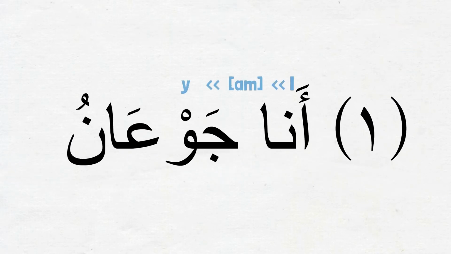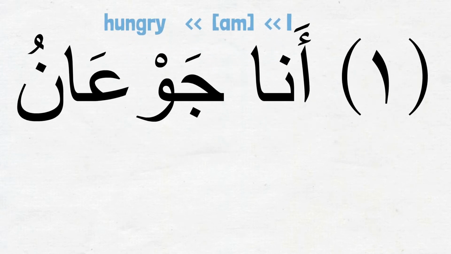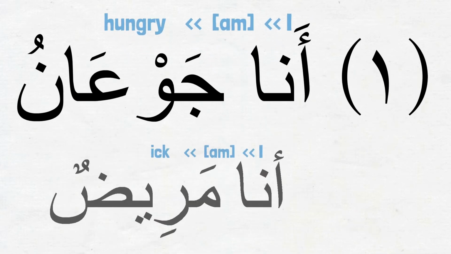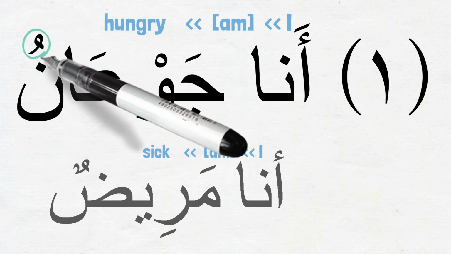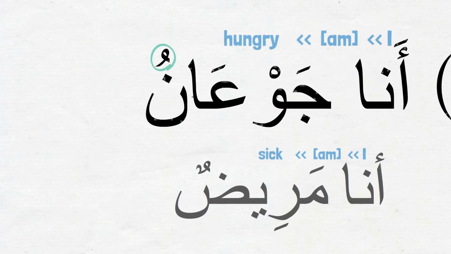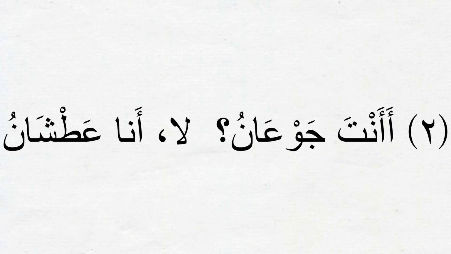أنا جوعان. I'm hungry. Compare this sentence to أنا مريض. I am sick. Both مريض and جوعان are nakira here. But because جوعان is a diptote, it doesn't accept tanween at the end. The next sentence is أأنت جوعان؟ لا أنا عطشان. Are you hungry? No, I'm thirsty.